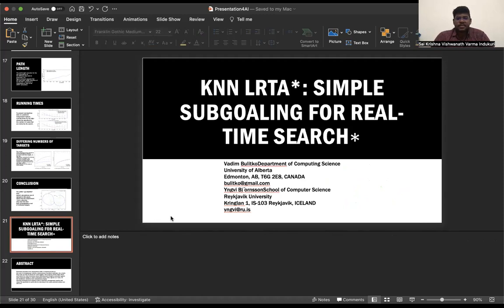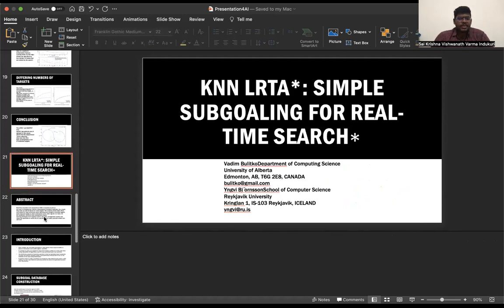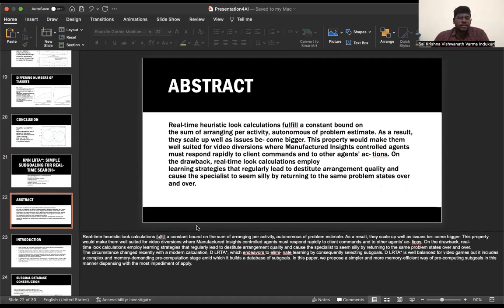And this is the second paper, simple subgoaling for real-time search. So the abstract. Real-time heuristic search algorithms satisfy a constant bound on the amount of planning per action independent of problem size. As a result, they scale up well as problems become bigger. So this property would make them well suited for video games where artificial intelligence controlled agents must respond rapidly to user commands and to the other agents' actions.